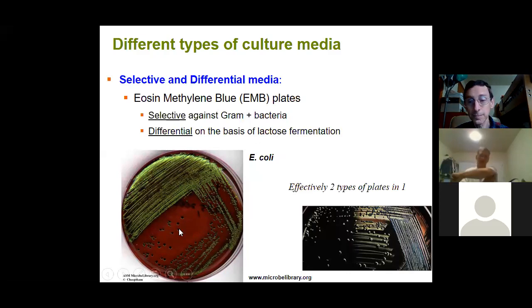Is that clear? So the cells are dark colored, that's shown right there, when the colonies are dark, when it ferments the sugar lactose. And that will only happen in a gram negative, because generally speaking, the gram positives aren't going to grow on this plate. All right, so if you put a gram positive on this plate and it doesn't grow, you can't say if it's differential for lactose fermentation because the gram positive isn't going to grow on the plate. Is that clear?